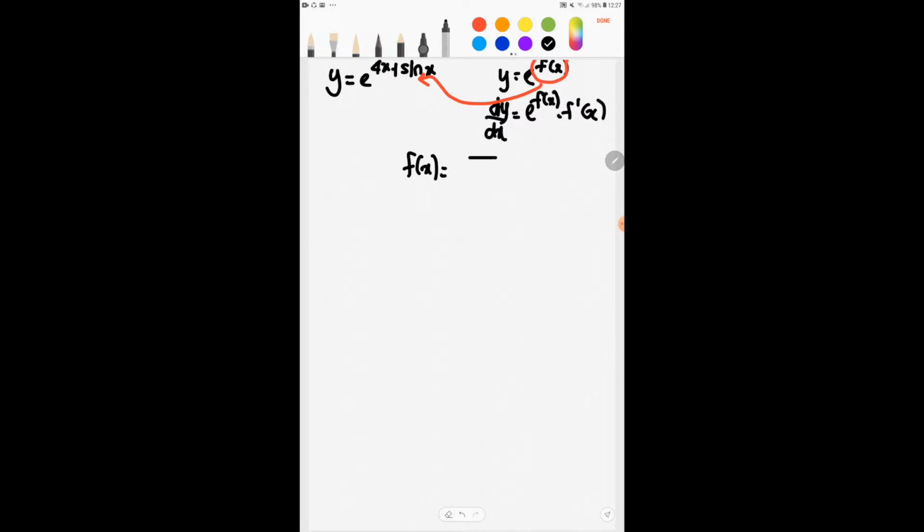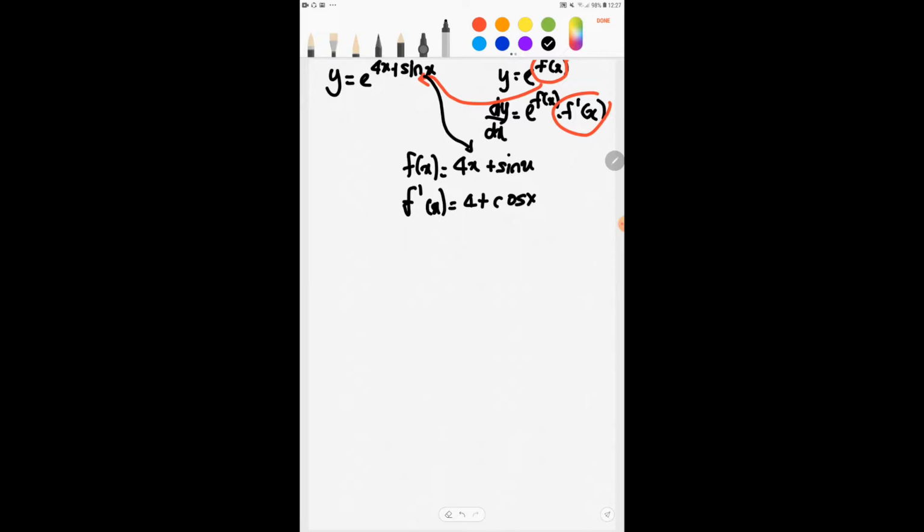So f(x) is 4x plus sine x, which comes from the power of the exponent. Now we need to find f prime x. We differentiate this one, so we get 4 plus cos x. So this is the differentiation for f(x).